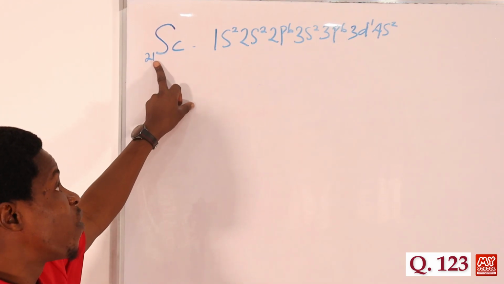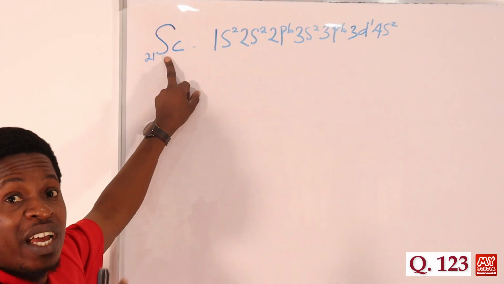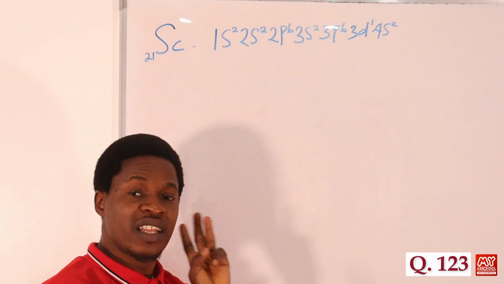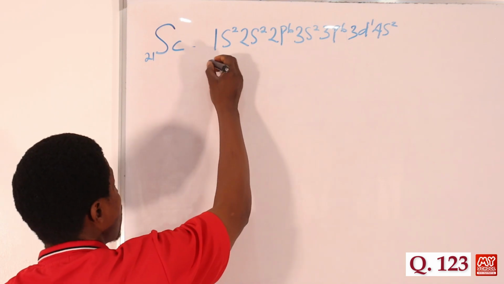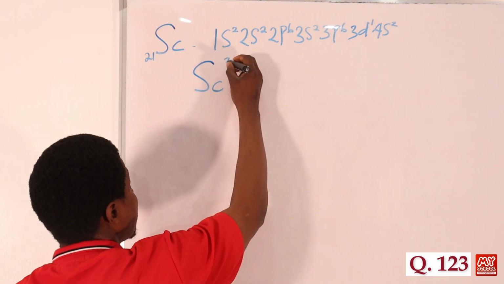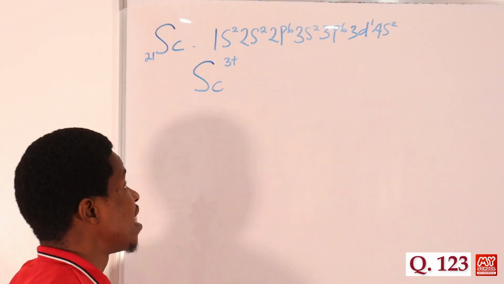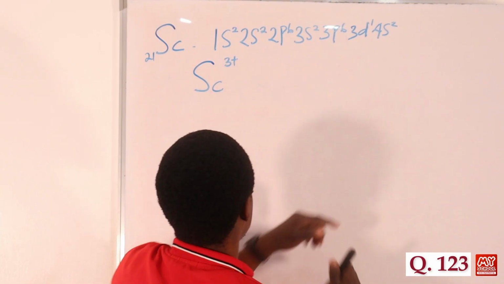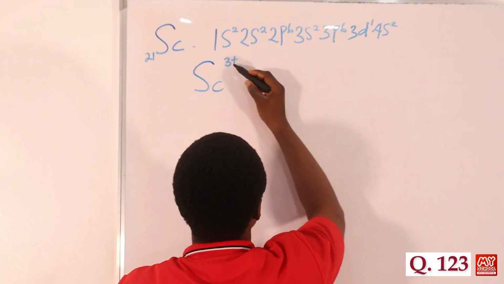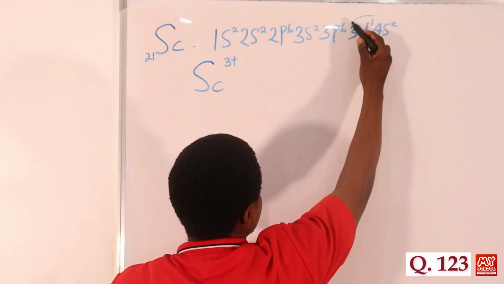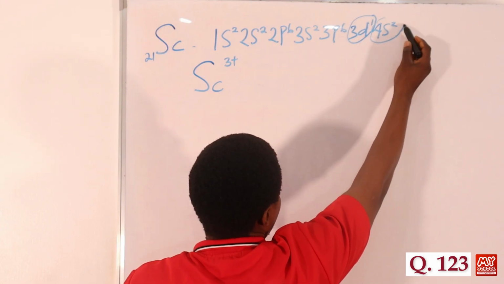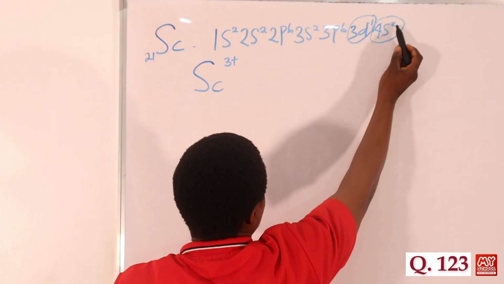Now when scandium goes through a reaction, usually it will lose 3 electrons. That's why we write it as this: scandium has a valency of +3. Once it loses 3 electrons, what happens? It will lose this 1 electron in the 3d, and then also these 2 electrons in the 4s. So 2 plus 1 makes 3.